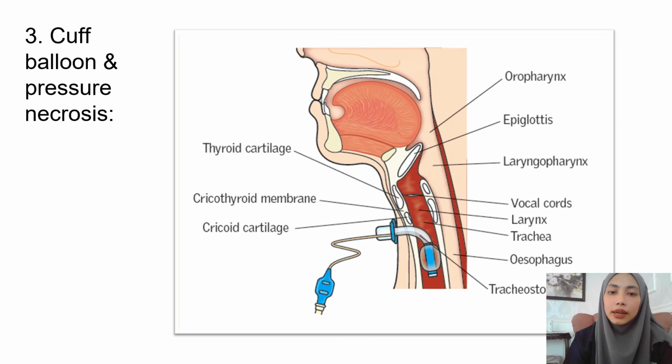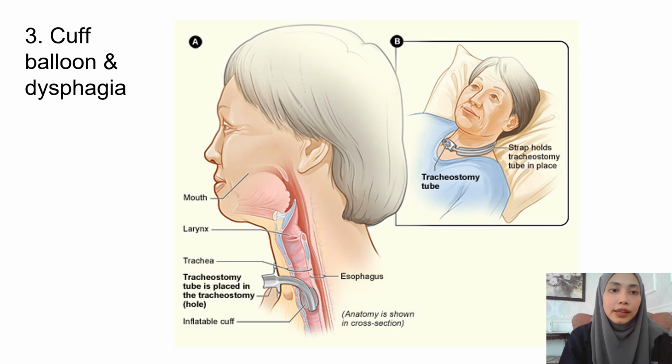So macam mana nak tahu? Selalunya kalau dekat ICU kita akan ada manometer. So selalunya kita akan set around 20 mmHg. Kalau tak pun, kalau ada dekat ward, so staff nurse kena deflate and inflate intermittently lah, supaya kita dapat elak berlakunya pressure necrosis. Okay, the third point is the cuff balloon and dysphagia.